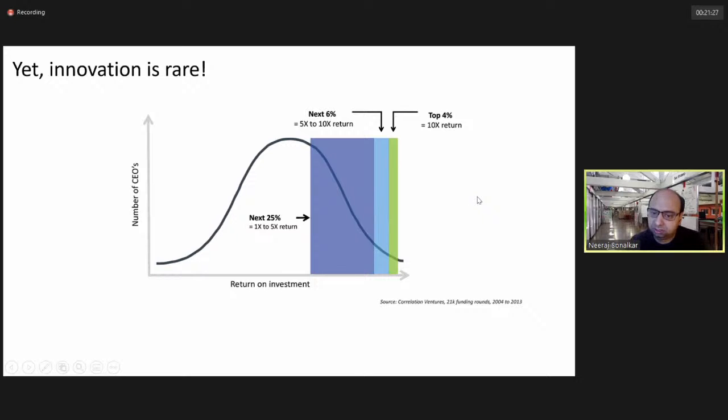We really like to be in this green bracket. We really want to be in a 10x return. We want to create an innovative outcome, a company which is so successful that it becomes a market leader. But to do that is extremely hard.